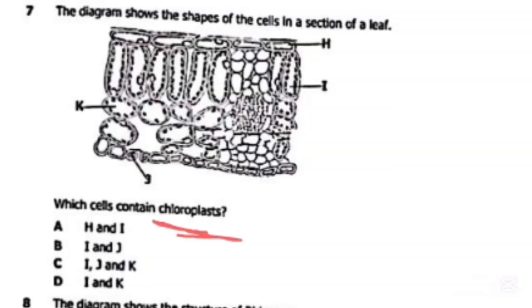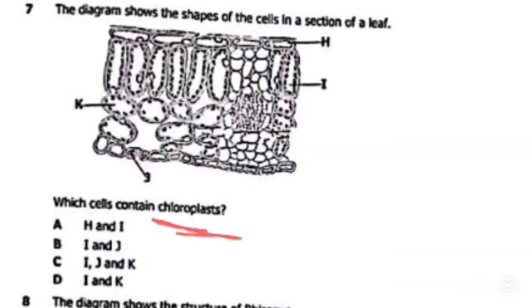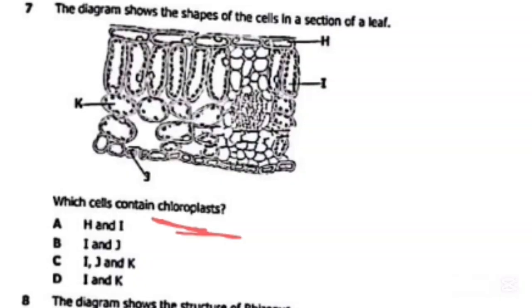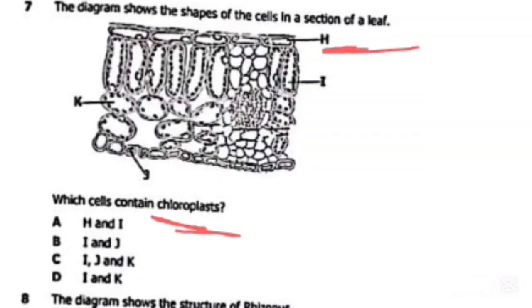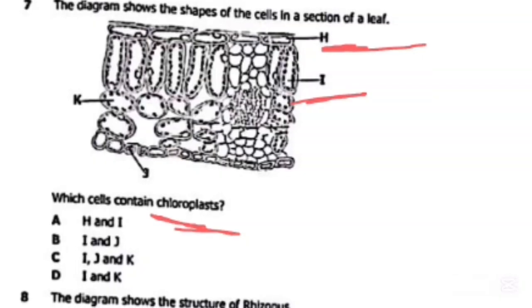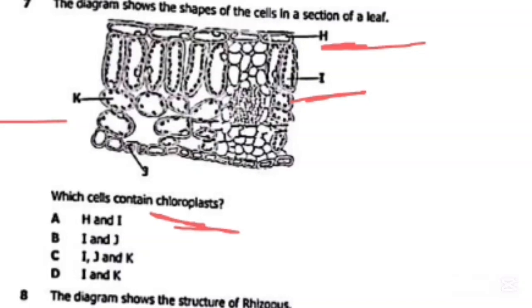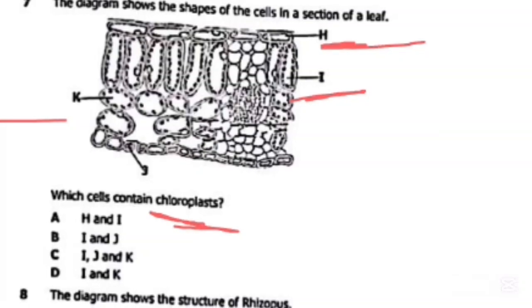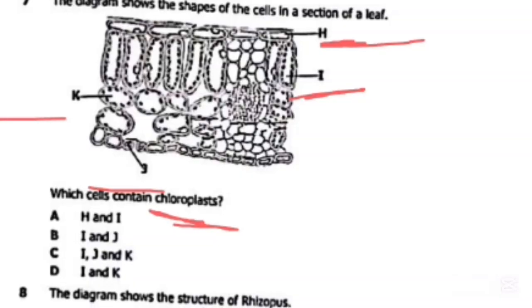Columns, which are tall in short. So we have H. So what is H? H is what is known as the upper epidermis. Then I, we have the what? The palisade mesophyll layer. Then we have K, which is the what? The spongy mesophyll layer. Then we have J, which is the stomata.